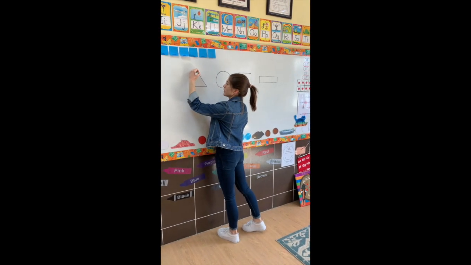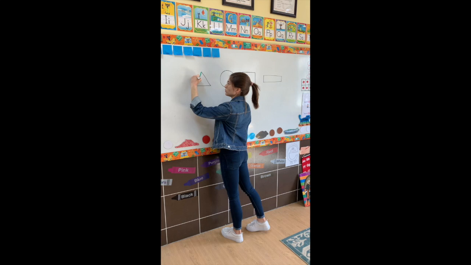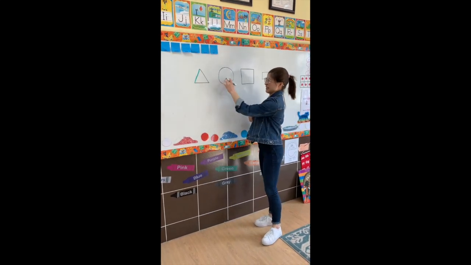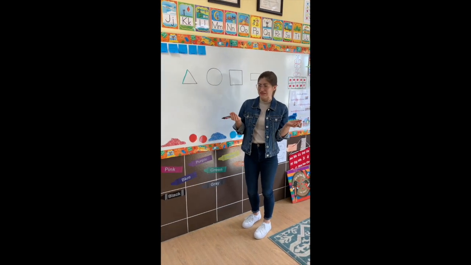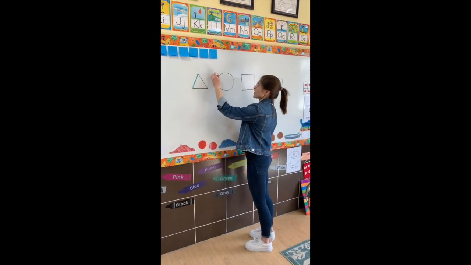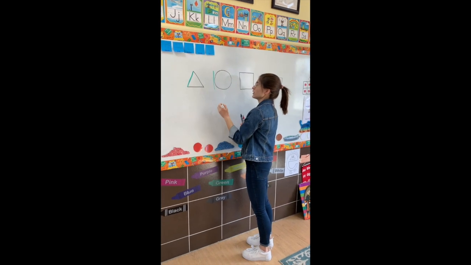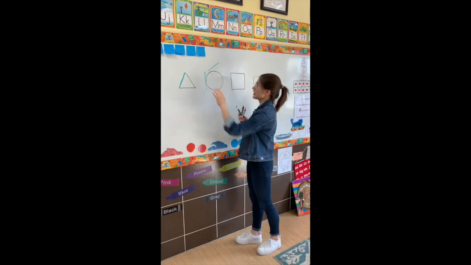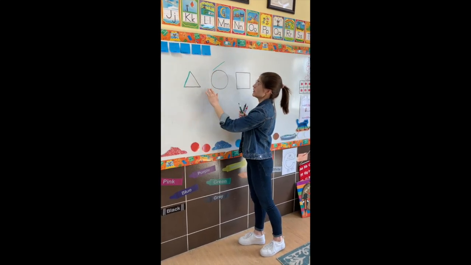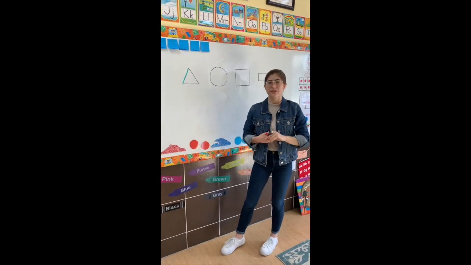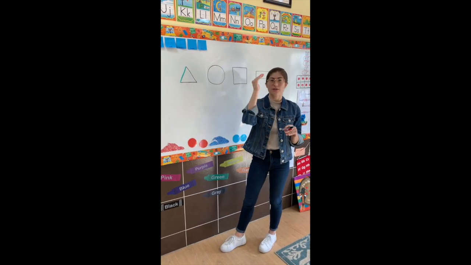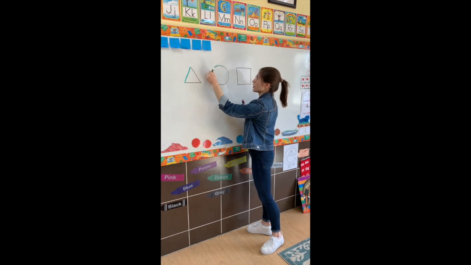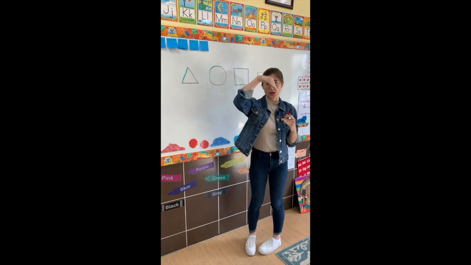Okay, this is a straight line. Straight line. But does a circle have straight lines? Do you see any lines that are straight with the circle? No, a circle, remember, it has a different kind of line. It is a curved line. Remember the curved line for the circle? A curve. It's not straight, it's a curve.